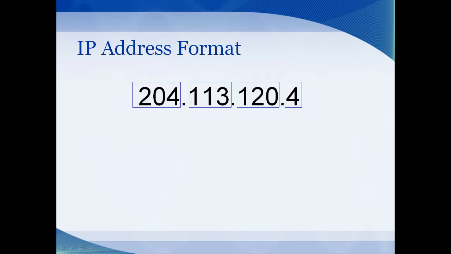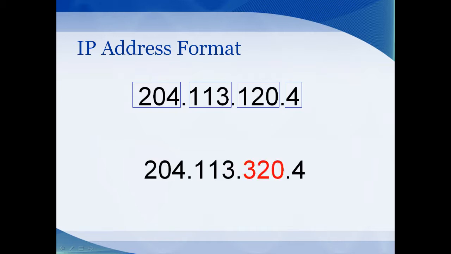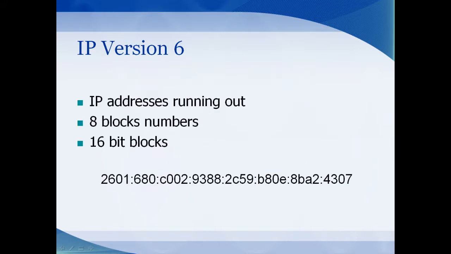So 204.113.1.204 could be an example of an IP address. 204.113.324 would be invalid. The problem with IP addresses is there's a limited number. They can definitely run out.